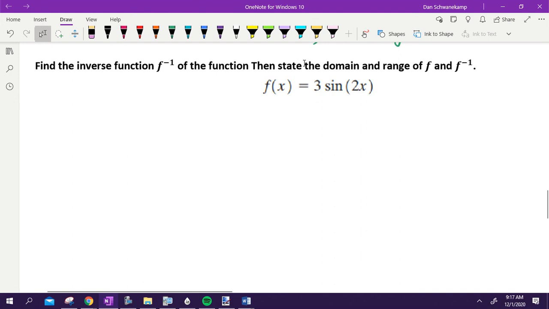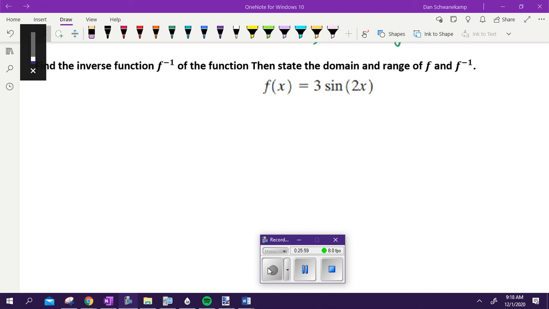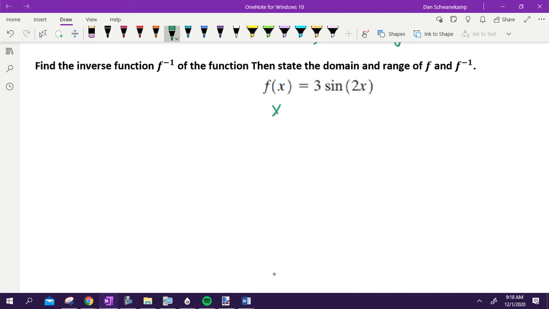Find the inverse function of this guy right here. Go. We are finding an inverse. Kara, what'd you do first? Yes, you did. x is equal to 3 sine 2y. Then what'd you do, Eli? Yes, sir. Divide by 3, divide by 3.